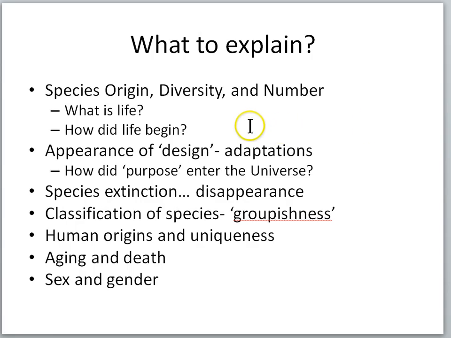And so in this course, we will attempt to address the following puzzles, to answer the following questions: species origin, diversity and number. And what is life? How did it begin on Earth? The appearance of design in nature, what biologists call adaptations. How did purpose enter the universe, these parts with purposes? Species extinction and disappearance. Classification of species, what we will call groupishness. And human origins and our unique characteristics. And aging and death and sex and gender.